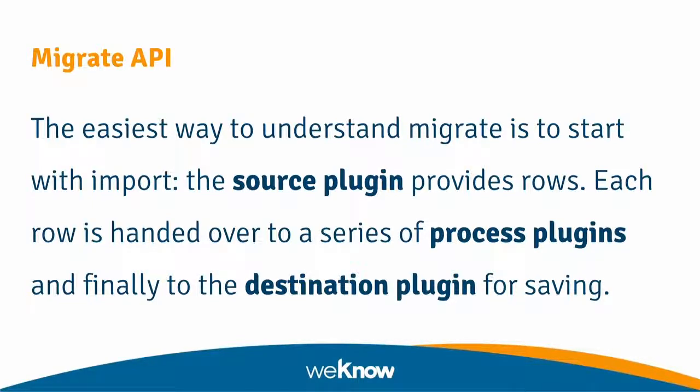Or if I had two fields for first name and last name in the source, but in the destination I only have one field, then I need my processor to take those two fields, combine them, and store it as an object, store it into just one location, right? And then finally, the destination plugin is going to be in charge of saving it, right?